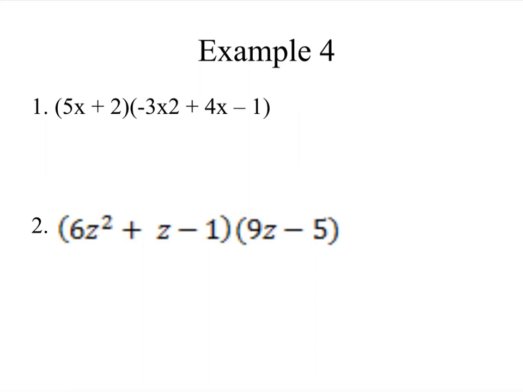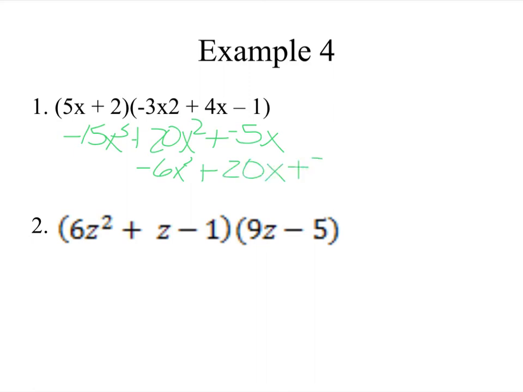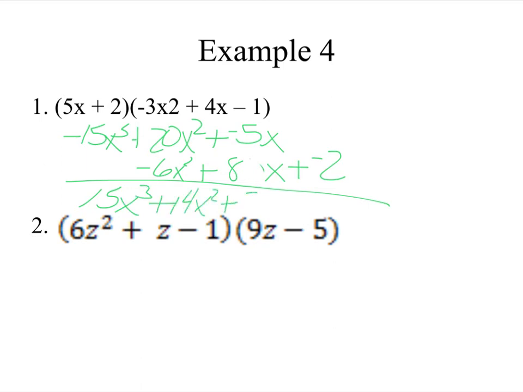So now that you've had a chance, I'm going to work out part of it. I end up with negative 15x cubed plus 20x squared plus negative 5x with my first part of the long multiplication. I end up with negative 6x squared plus 8x plus negative 2. I was looking at the wrong number. Final answer: 15x cubed plus 14x squared plus 3x plus negative 2.